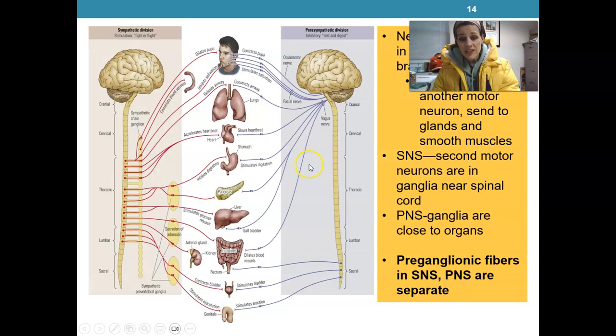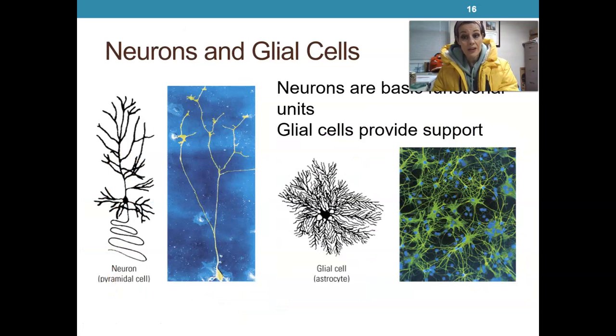The parasympathetic system will stimulate the gallbladder to basically metabolize that glucose. So you can see some different things that are happening here.